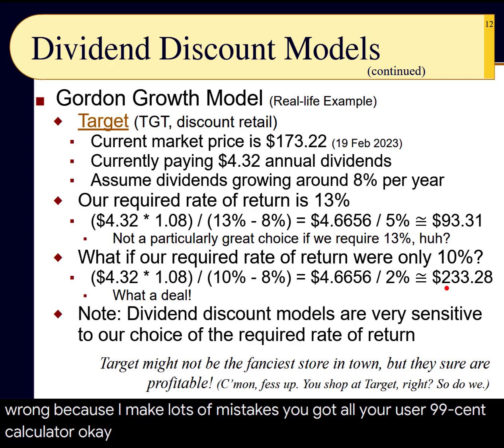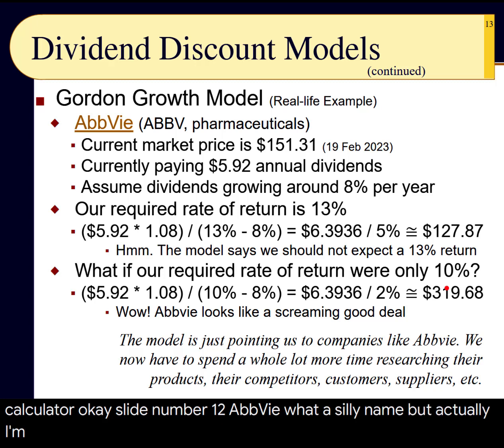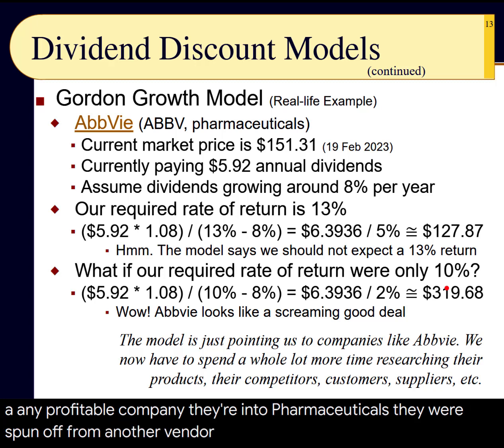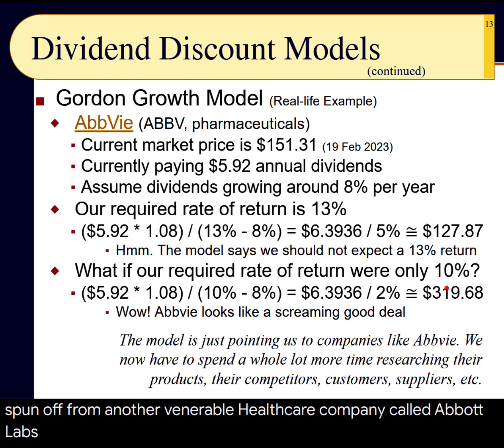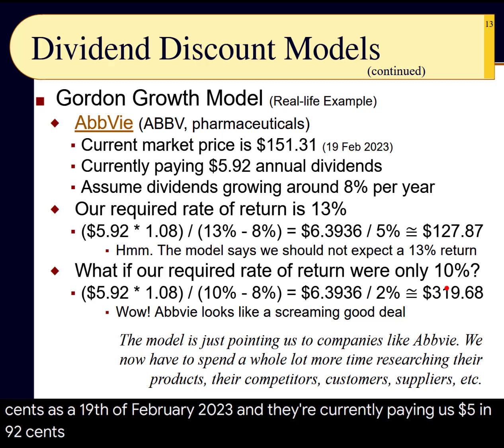Okay. Slide number 12, AbbVie. What a silly name, but actually a pretty profitable company. They're into pharmaceuticals. They were spun off from another venerable healthcare company called Abbott Labs. The current market price is $151.31 as of the 19th of February 2023. And they're currently paying us $5.92 in annual dividends.